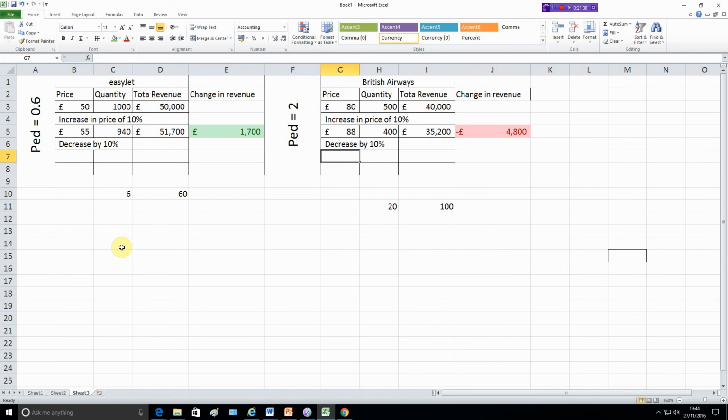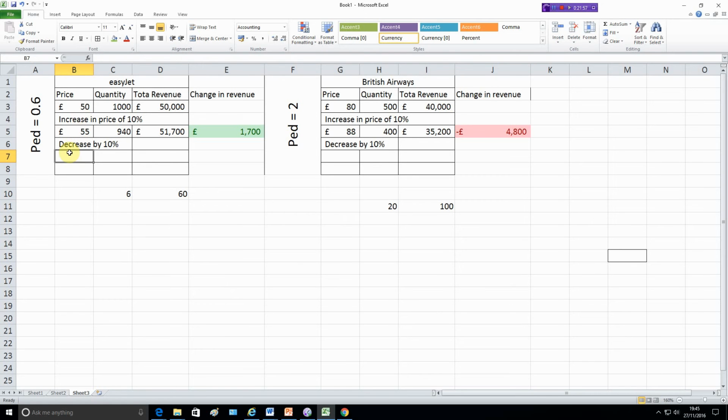So what we've done is we've decreased the price now by 10%. The original price was £50. And this time it's going down by 10%. So what is 10% of 50 quid? 10% of 50 quid is 5.